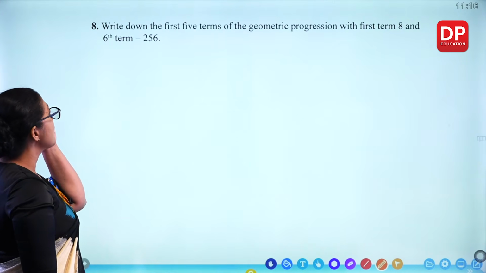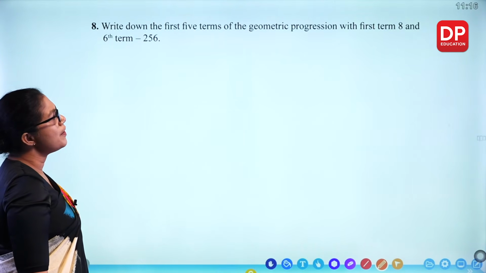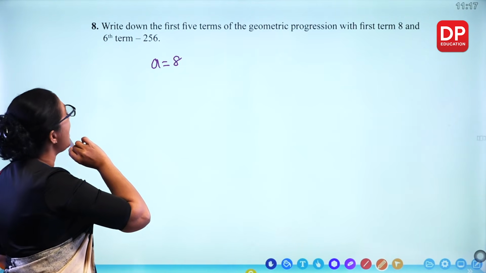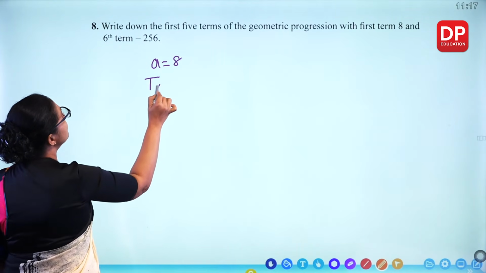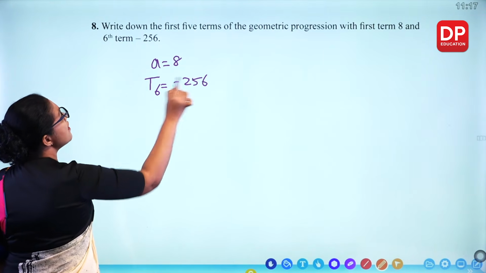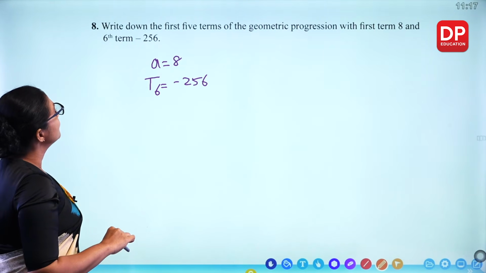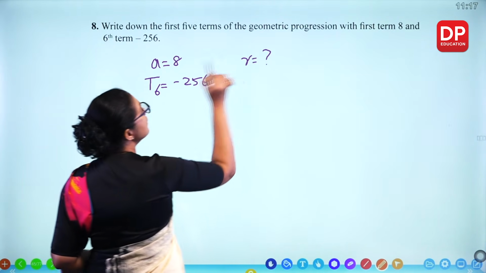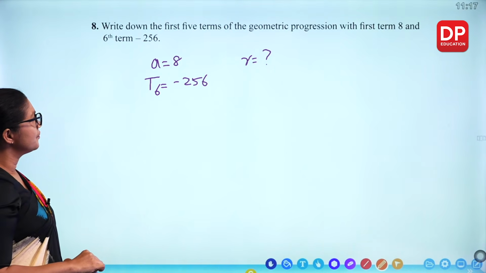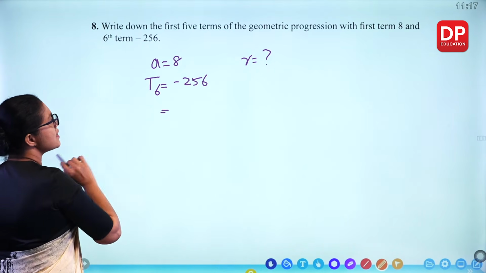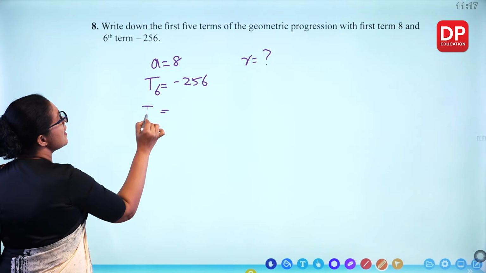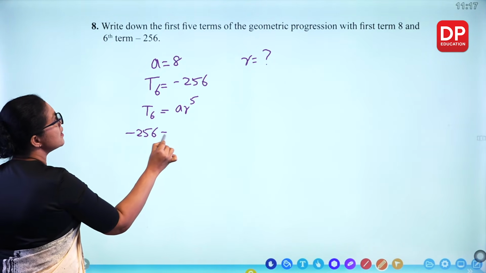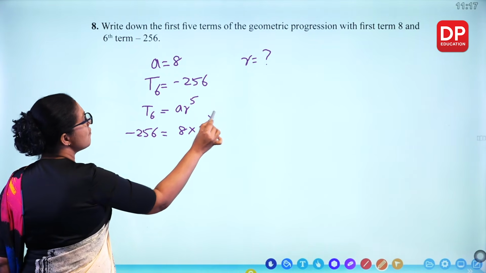Question number 8. Write down the first 5 terms of the geometric progression with first term 8 and the sixth term minus 256. So you need r to find out the sequence. Try to plug it into the formula. T6 is ar to the power 5. Substitute the values. a is 8, r to the power 5.